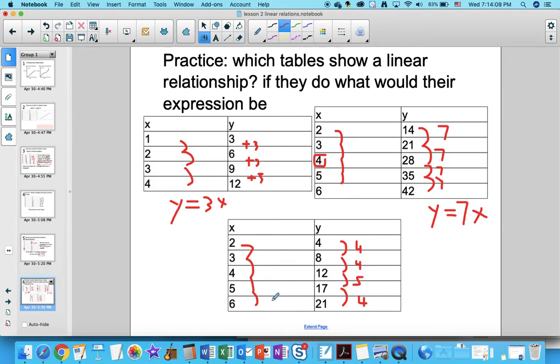If this is changing by 1, right, this is going up by 1 each time, and these changes don't stay the same, it's not linear. And if you were to graph this, you'd end up with something like that. And so it wouldn't be linear. And so this one wouldn't have an expression, or you couldn't call it linear.